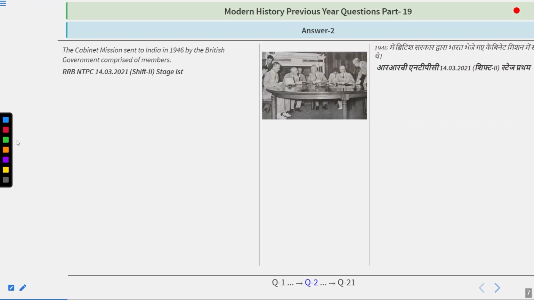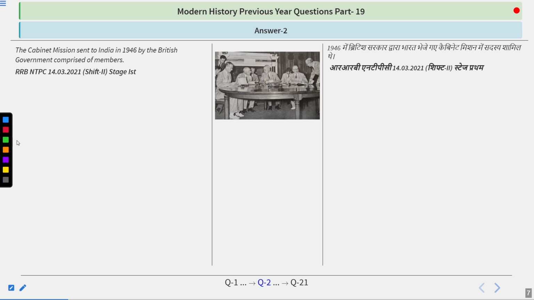And yes, you are right because we just learned about it. The answer is 3. The 3 members of the Cabinet Mission, as we know, are Patrick Lawrence, A.V. Alexander, and Stafford Cripps.